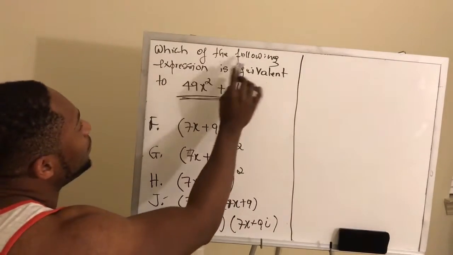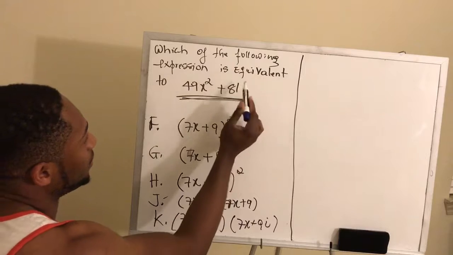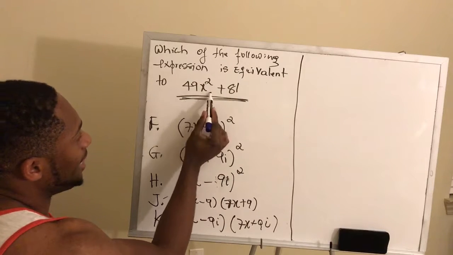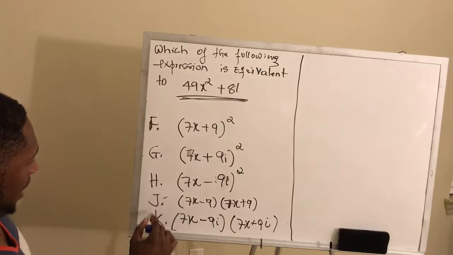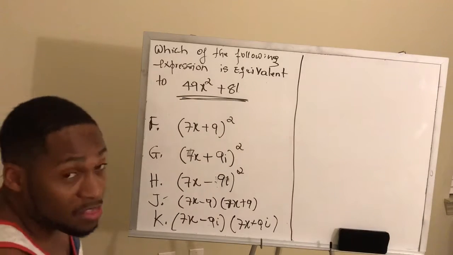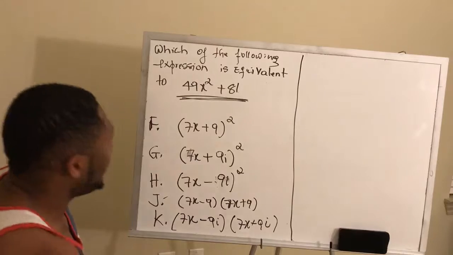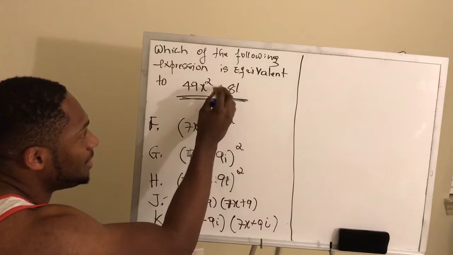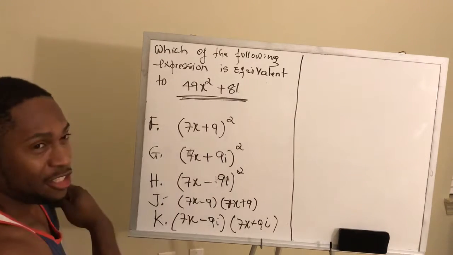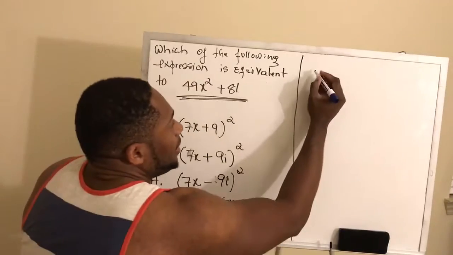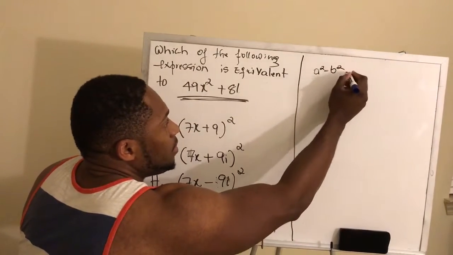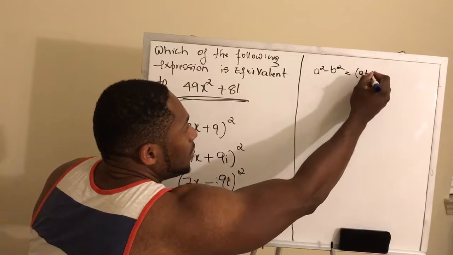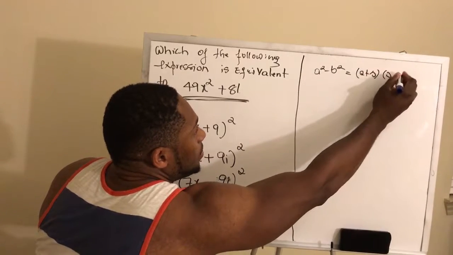So they ask which of the following expressions is equivalent to 49x squared plus 81, and they give us 5 answer choices here. The first time I looked at this, it seemed like something was missing. Usually, the formula that we're going to need is a squared minus b squared, which is equal to a plus b times a minus b.